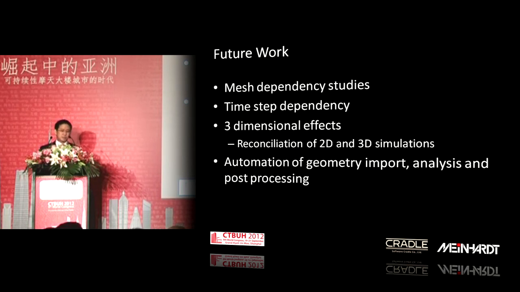So for future work, I'll quickly wrap it up. We'd like to look at mesh dependency studies. When we first started this, they really meshed it out quite high. More recently, in the last few months, they were able to reduce the model size and actually not change the results too much. Time step dependency, 3-dimensional effects. How do we reconcile 2D and 3D simulations? And since this was the first time we were all doing it, we'll look at geometry importing, analysis, post-processing. Those all had to be done a bit manually this round.